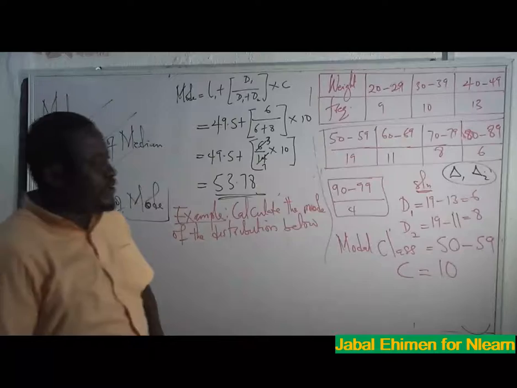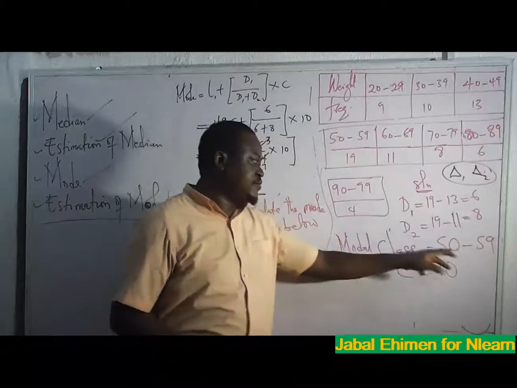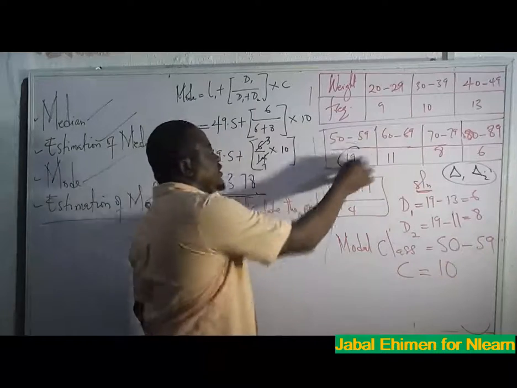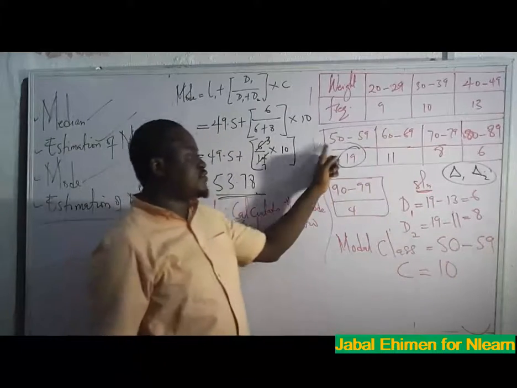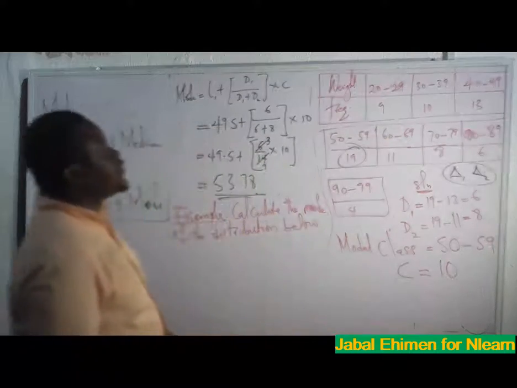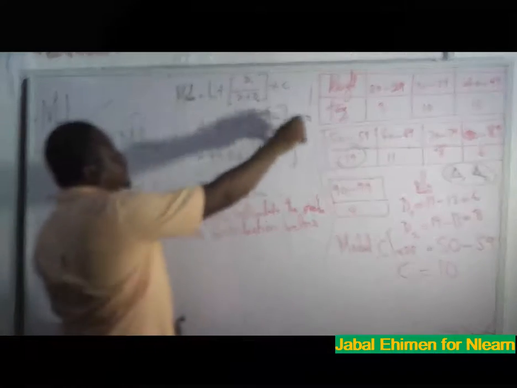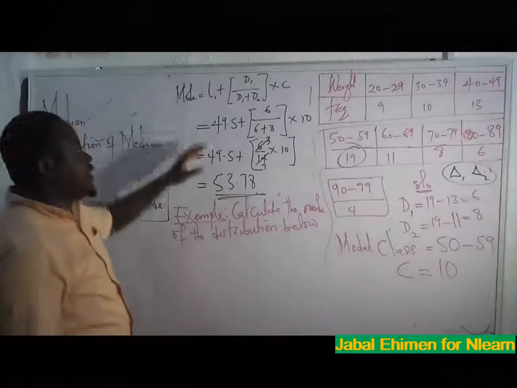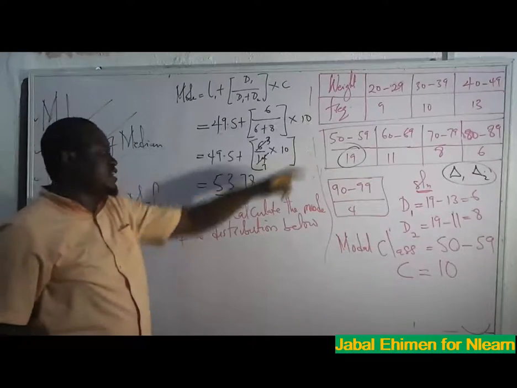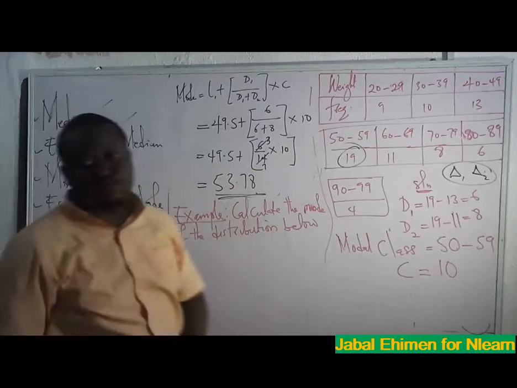So remember, D1 is 19 minus 13, that is 6, and D2 is 19 minus 11, which is 8. The modal class, which is 19, is where the frequency is highest. That's why it's 50-59. So you have C to be 10. Good. So from there, you have your value Li plus this, that, times 10. And from there, you have 49.5 plus 6 over 14 times 10, and you have 53.78. That gives you your direct value.